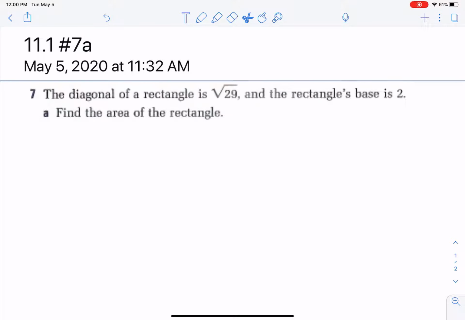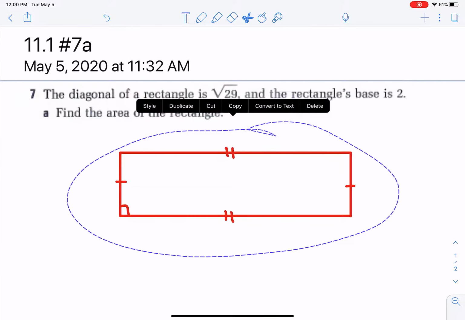Okay, in this video, we're going to solve problem 7a from section 11.1 of your book. The diagonal of a rectangle is the square root of 29, and the rectangle's base is 2. Find the area of the rectangle. First, let's draw our rectangle. I have one stored in my clipboard.